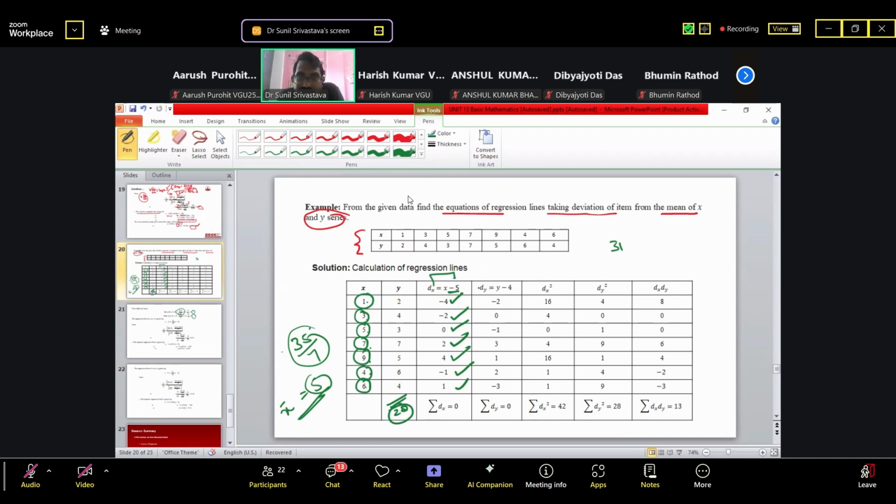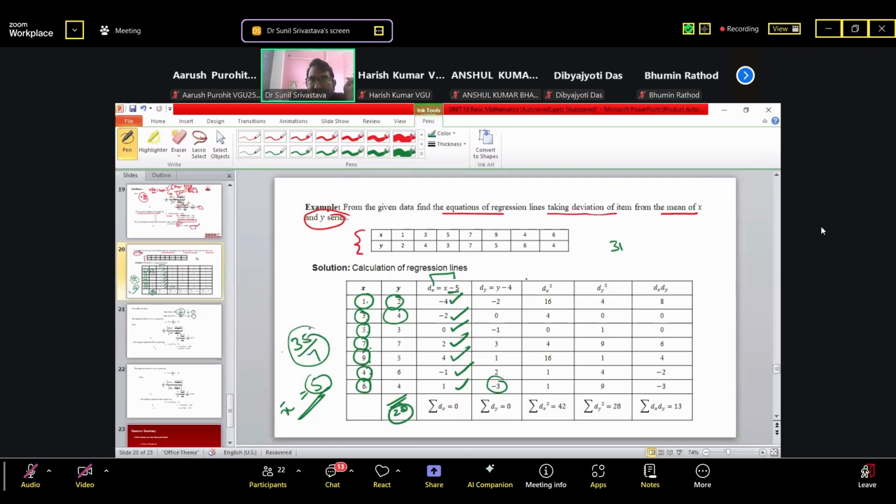So the deviations from its mean are 2 minus 4, 4 minus 4, 3 minus 4, 7 minus 4, 5 minus 4, 6 minus 4, 4 minus 4. In that way, we can determine the deviation values of the series, and finally we conclude the values. There are some mistakes in the calculations, as the values were pasted here. We have to proceed according to the values given.